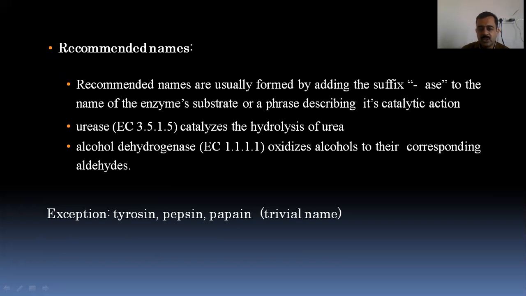Urease, EC 3.5.1.5, catalyzes the hydrolysis of urea. You can see here, this is the -ase that has been added to urea, giving urease. Alcohol dehydrogenase oxidizes alcohol to the corresponding aldehydes. For example, trypsin, pepsin, and papain are trivial names.